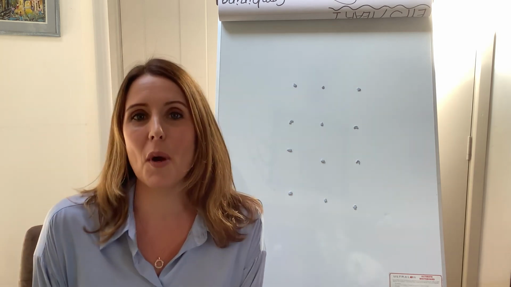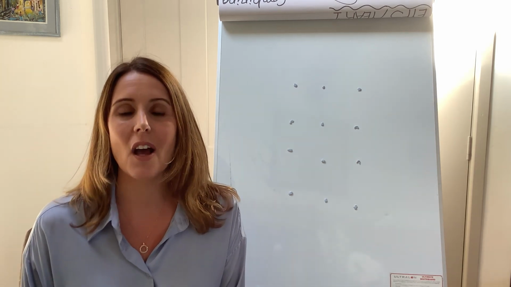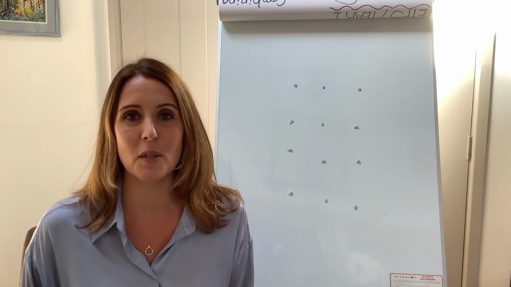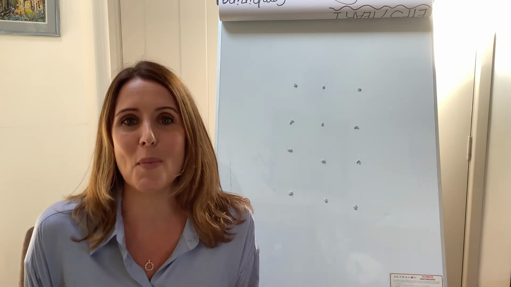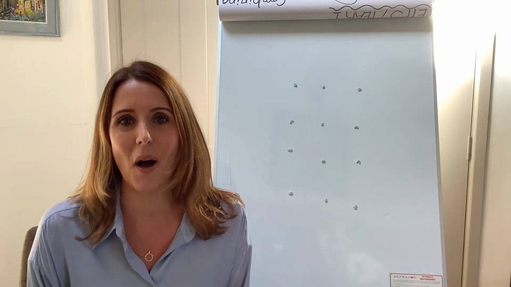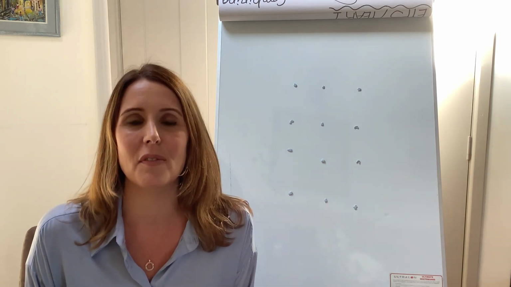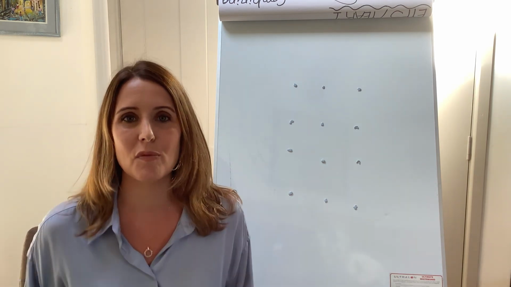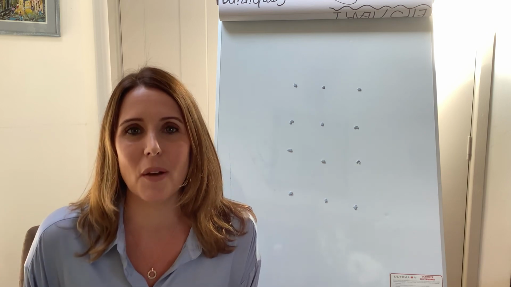Had some more work in from children who've been working on yesterday's work on finding one more and using the part whole model. So big shout out goes to Ben. He did some brilliant part whole models looking at different things, different ways to sort his family. He used eye colour as one of those.